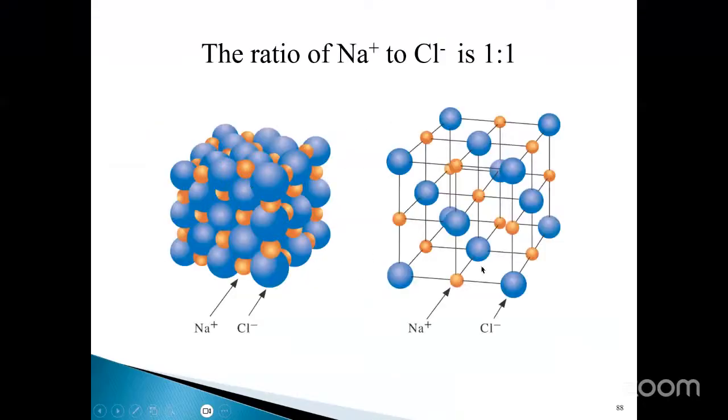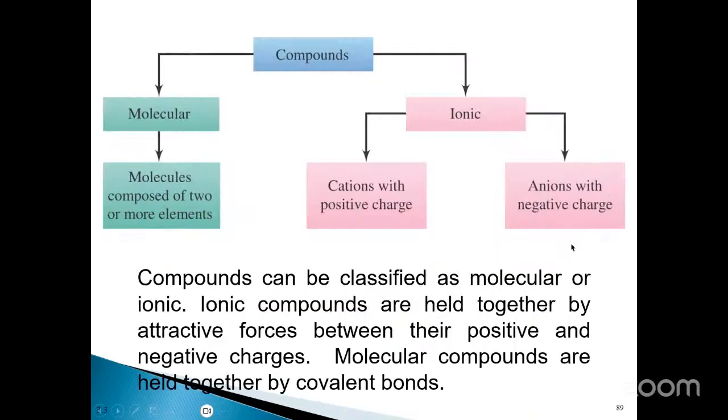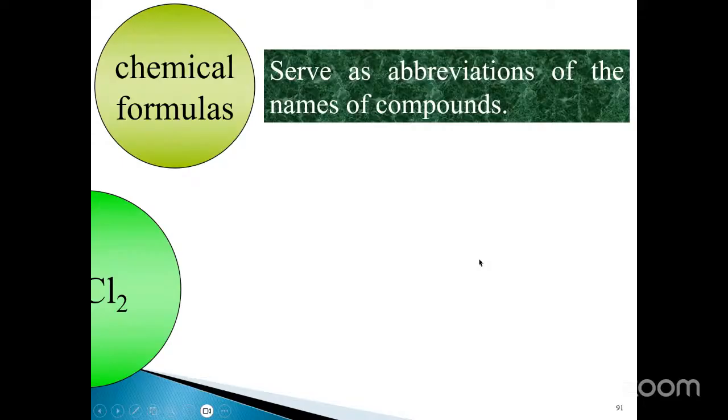And I think I talked about this representation of sodium chloride. The ratio of sodium ions to chloride ions is 1 to 1. And this is basically how the ions assemble themselves to form what is known as a crystal structure. And let me see what else here. Okay, so this is just a summary of the different types of compounds, molecular and ionic, and their fundamental natures. And I think this is where I stop.